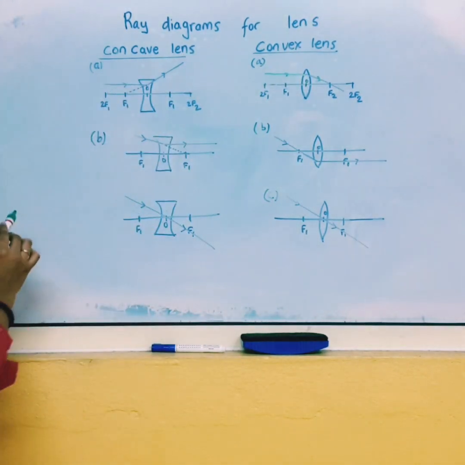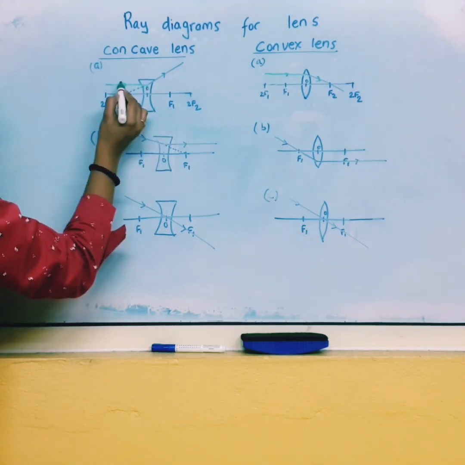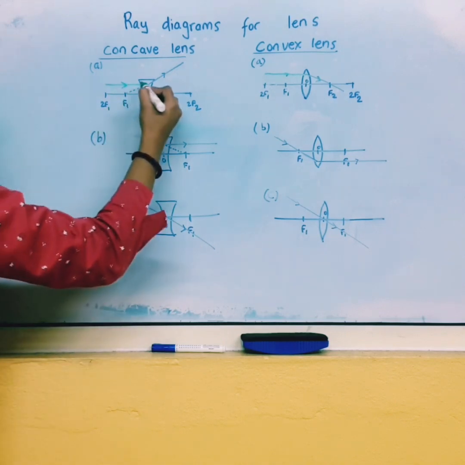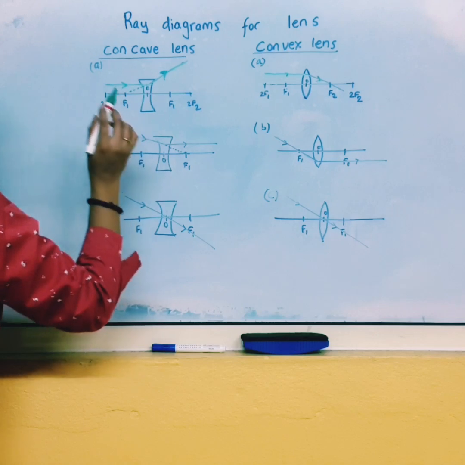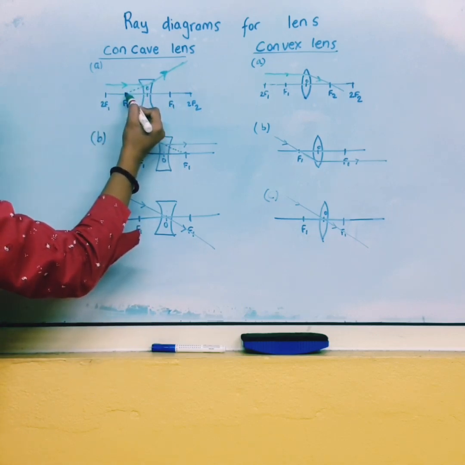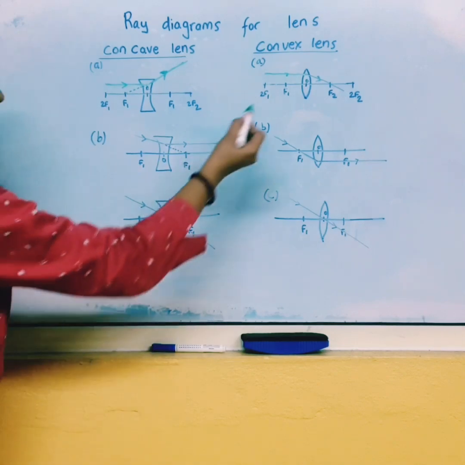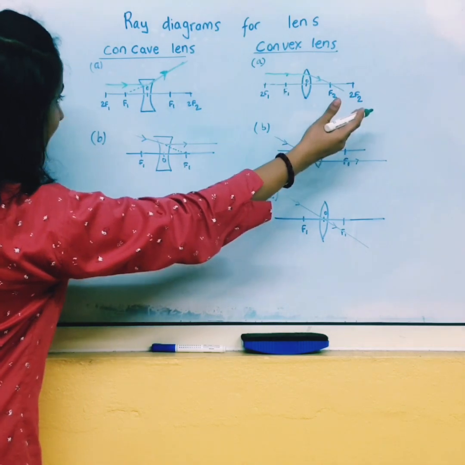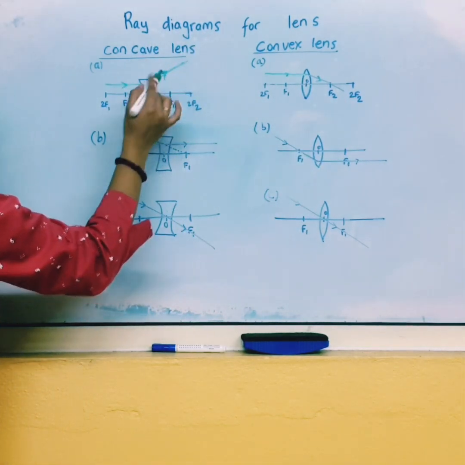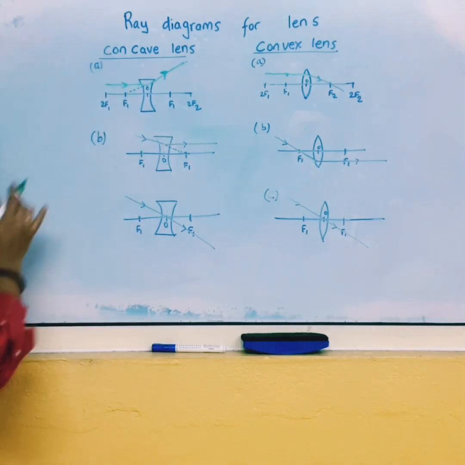In case of a concave lens, if the ray of light comes parallel to the principal axis, as you can see here, it will take this path after refraction. But it appears to diverge from the principal focus on the same side of the lens. In the convex case, it was meeting the principal focus on the other side of the lens, and in case of a concave lens, it appears to diverge from the principal focus on the same side of the lens, from where the ray came.